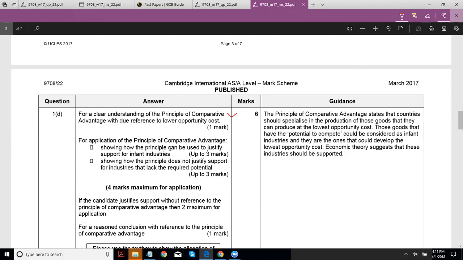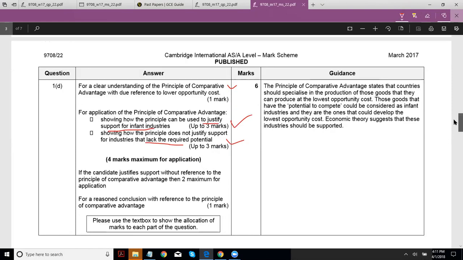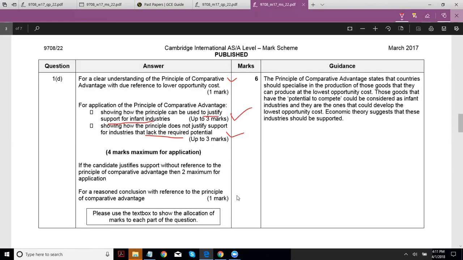For application of the principle of comparative advantage, showing how the principles can be used to justify support for infant industries. Oh, so we didn't need another thing. 3 mark is ऐसे ही मिल जाएंगे. How the principle does not justify support for industries that lack the required potential, like declining and strategic. Okay, and for reason conclusion. Okay, so like again here, so they did give a mark with reference to the principle of comparative advantage.